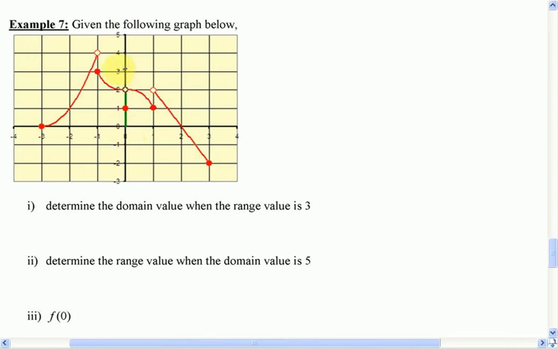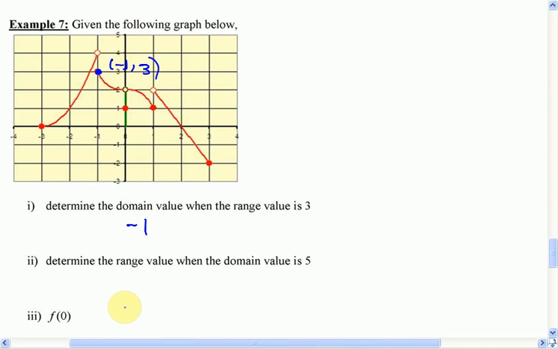So what is my domain value? Well, you look at your graph, and it looks like I've got a point right here. Notice that the coordinates of this point are -1, 3. So what's my domain value here? It's -1. How many of you wrote that one down? Good. How many of you wrote down something else besides -1?